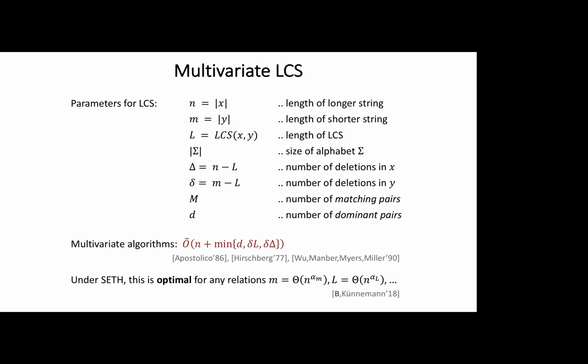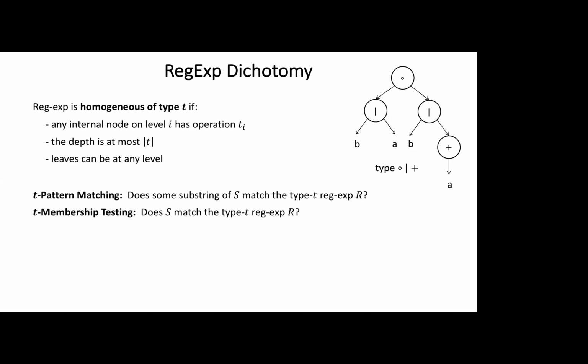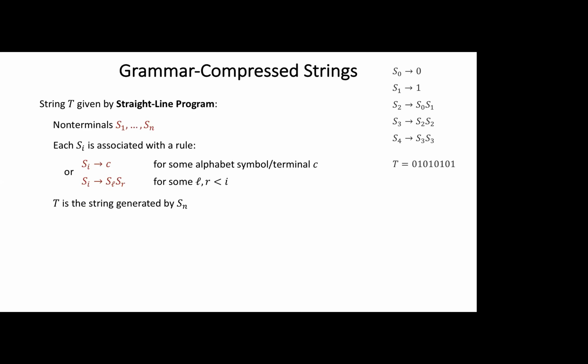And what we did is to prove a conditional lower bound, as I showed you before, for each slice of the problem. So for any parameter setting of the problem, we show that the running time that these three algorithms give you matches a conditional lower bound that we can prove. Right, so in terms of these eight parameters, optimal algorithms are known. Of course, what you could do is to add other parameters and analyze the problem in terms of other parameters, and we cannot say anything about this. But this is what is known about parameterized LCS or multivariate LCS. Let me skip the regular expressions to go to grammar compressed strings.